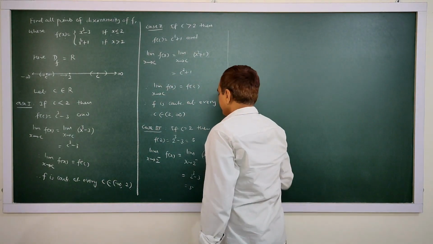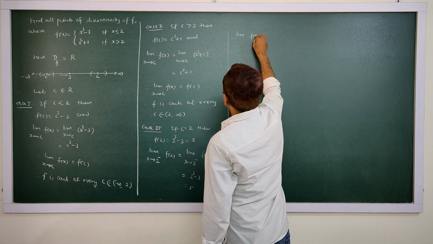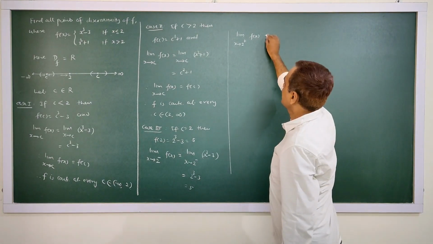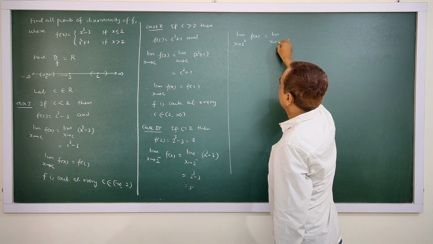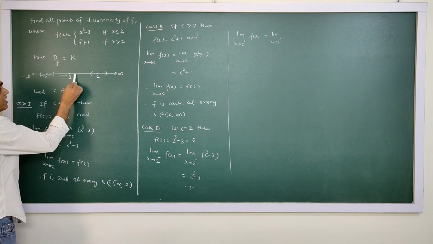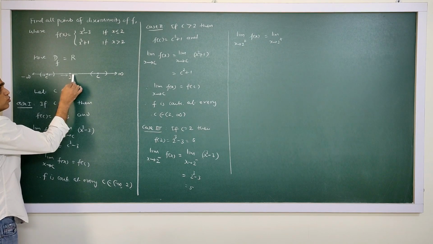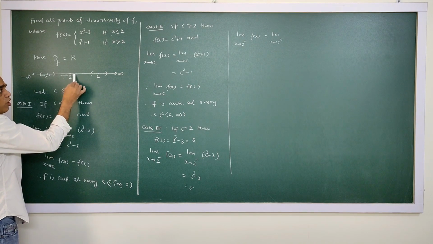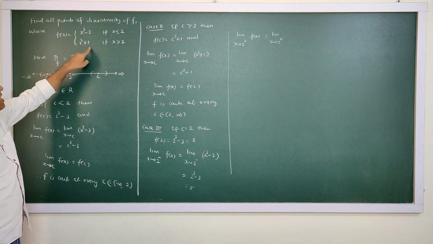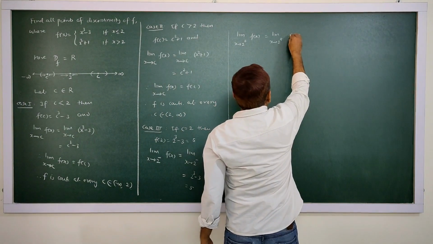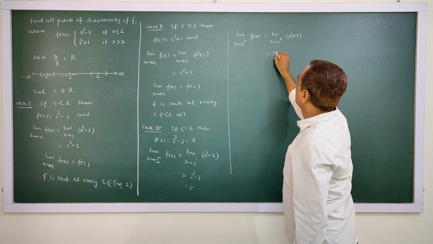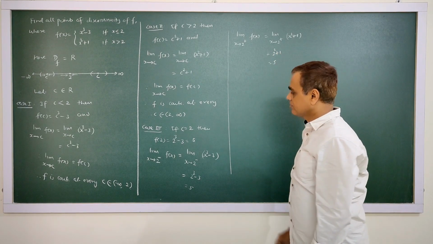Now we find the right hand limit. The limit of f(x) as x tends to 2 from the right side. When x tends to 2 from the right side, x is coming towards 2, so all x will be more than 2. And when x is more than 2, f(x) is x square plus 1. Taking 2 square plus 1, that is 5.